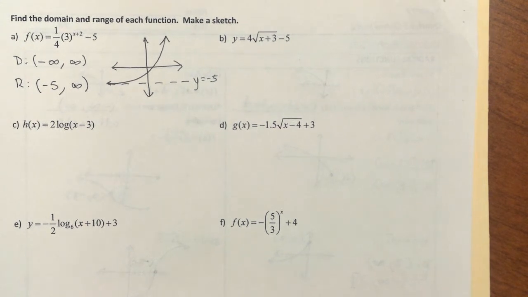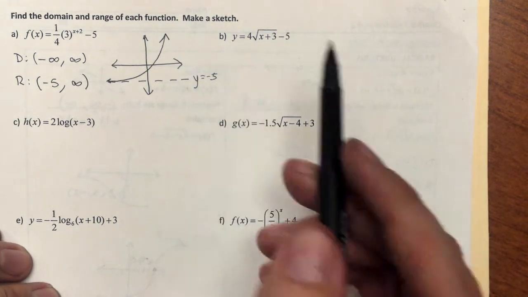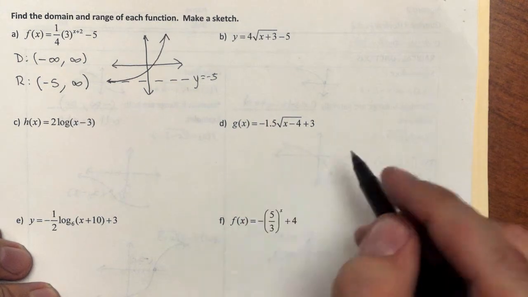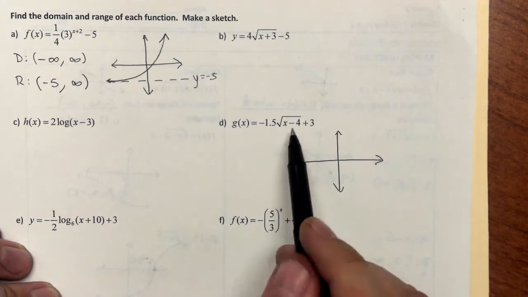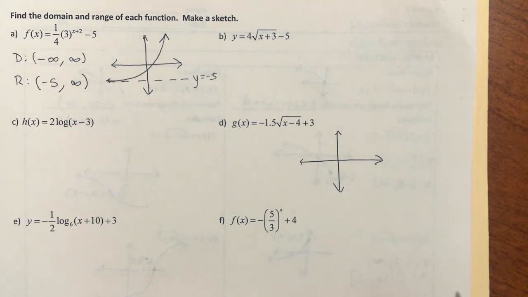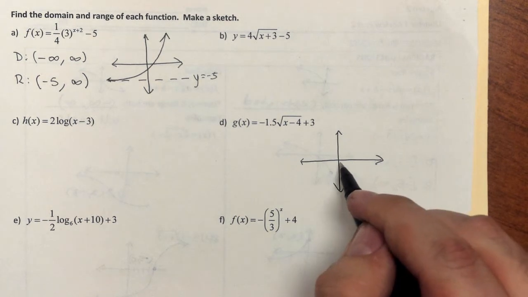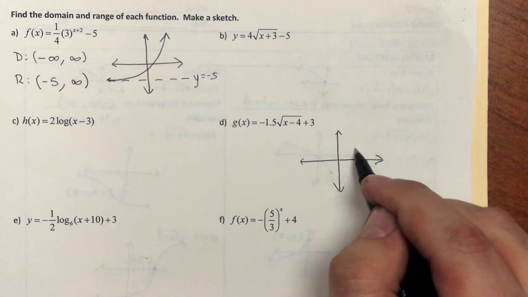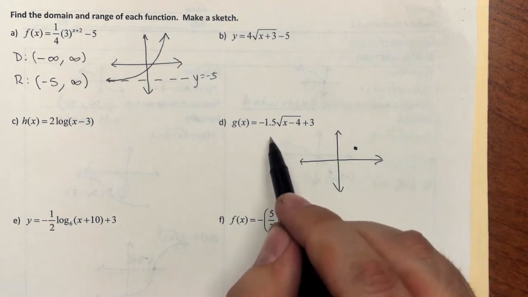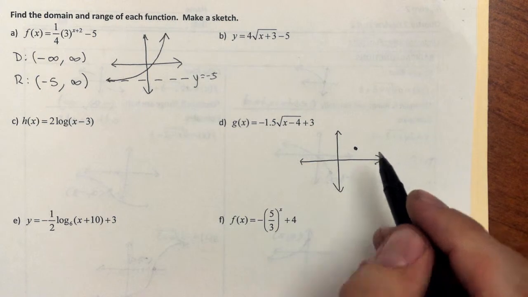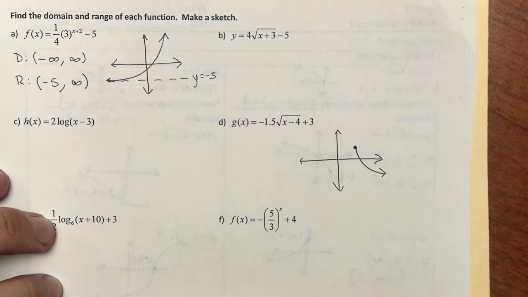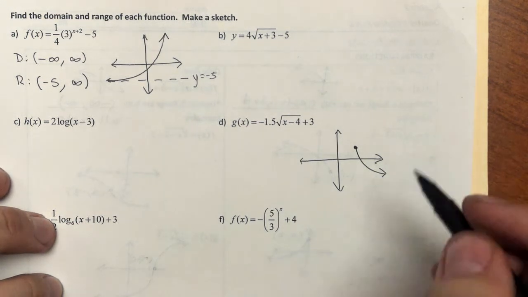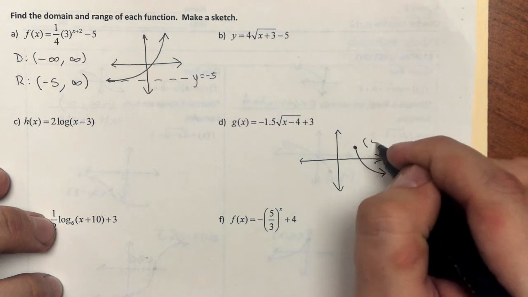I discussed this in class, but in class I only did examples that were not reflected, so I want to throw one of those in. I'm going to not do B right now, I'm going to do D. So here, -1.5 times the square root of x minus 4, plus 3. Minus 4 plus 3 means I need to go 4 units to the right and 3 units up. The -1.5 will be a reflection, and 1.5 is a small stretch, but I need to reflect it downwards, so I get something that looks like this. Probably not that much, but again, it looks something like that, and this point is (4, 3).